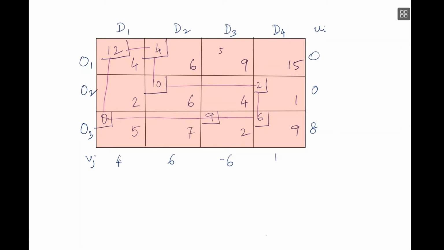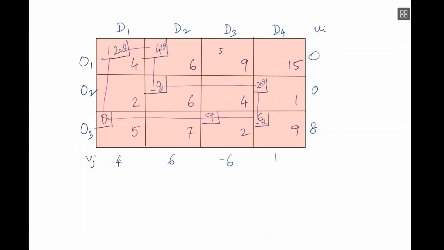Here we see that 9 is not a corner cell of the cycle, so we will not make any change at the allocation 9. We will do the change as at the cell 1-1, 12 minus theta, then at 1-2 it will be 4 plus theta, at 2-2 it will be 10 minus theta, at 2-4 it will be 2 plus theta, and at 3-4 it will be 6 minus theta.